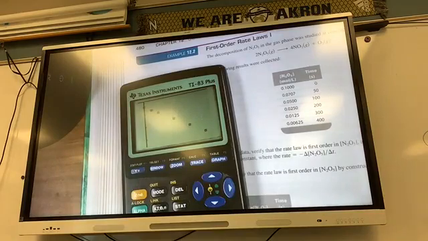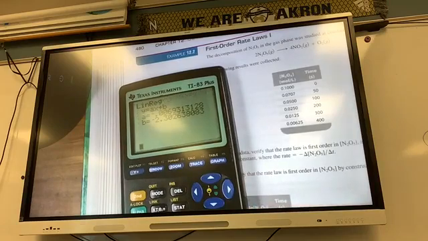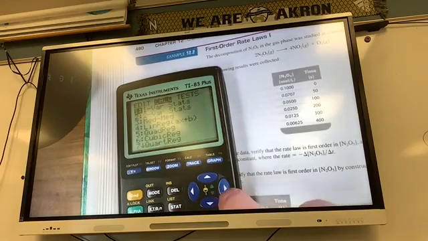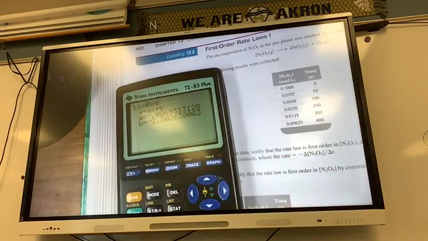Now, I need to know the slope of this line. So I need to go to stat, calc, 4, which is my linear regression, hit enter. Can you do that on Desmos? It'll still give it to you, this is with the ln. I went to stat, calc, linear regression, which is 4, enter. Can you get that on Desmos?